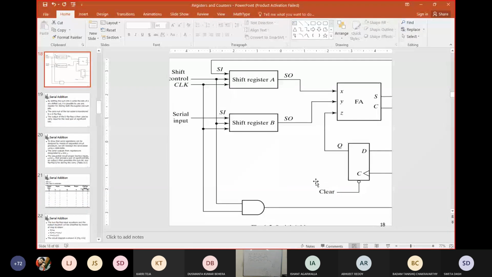Is this one clear? A clear understanding is given on this full adder with the D flip-flop? Yes or no? Hello? Yes, ma'am. Clear? Okay, so this is what registers are all about.